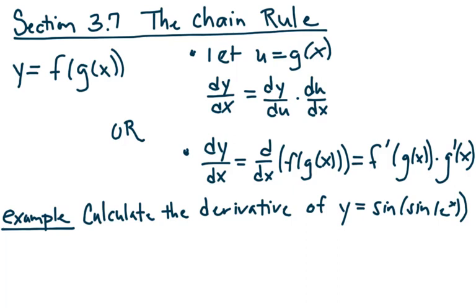Okay, section 3.7, the chain rule. So there's two different ways to write out the chain rule, but we think of it as taking the derivative of a composition of functions.